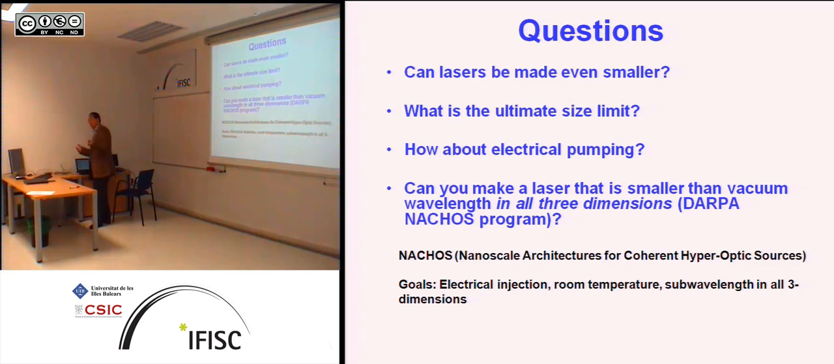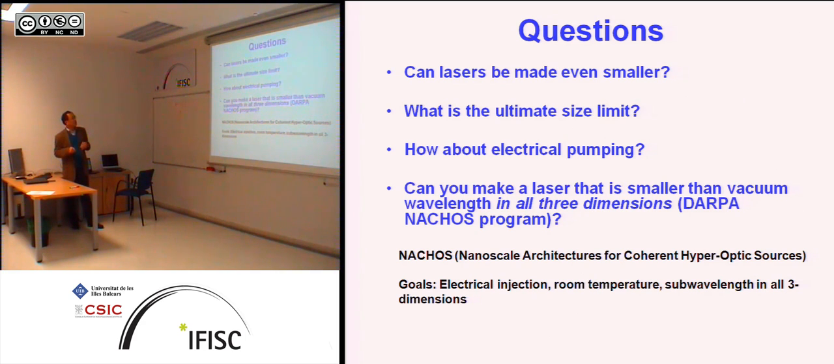So there are a lot of questions you can ask. For example, can you actually make lasers smaller than those I just showed in the previous slides? Can we make them even smaller? Or what is the ultimate size limit? If you want to push all the way to the limit, where is the limit? Or whether there is a limit? And what about electrical pumping? So that's actually the question.